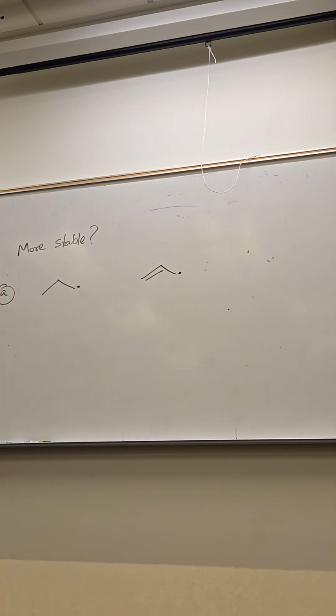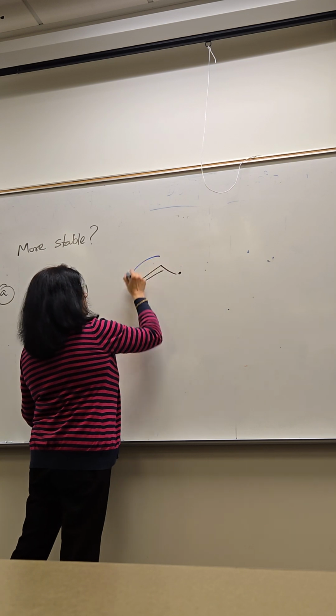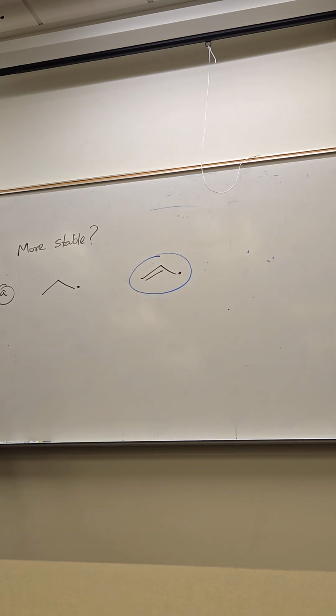Which of these two free radicals will be more stable? The second one? Okay, good. Why? Because it's adjacent to a double bond. Good, yes, but that's the question. So let's understand why.